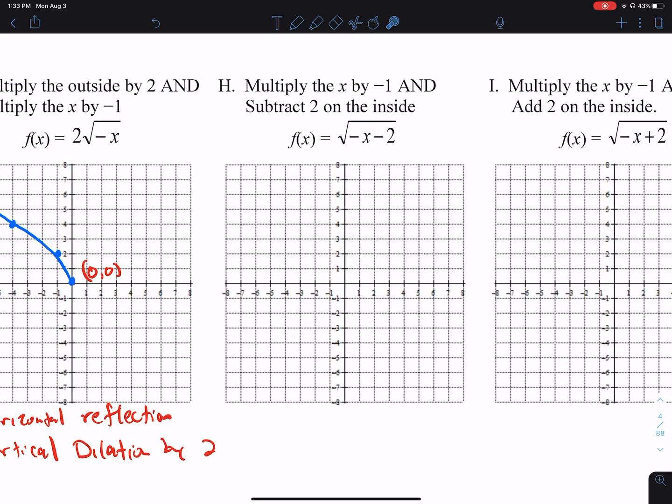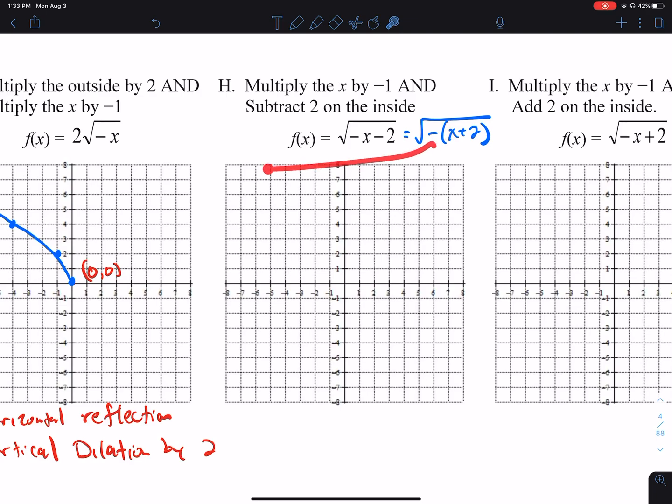Multiply the inside by -1 and subtract 2 on the inside. Well, I don't like how this is written. In fact, I hate it. We don't ever want the coefficient of x to be negative. Here's how we're going to rewrite this. We're going to rewrite it as the square root of negative times the sum of x and 2. We want it like this. We want the coefficient of x always to be positive.